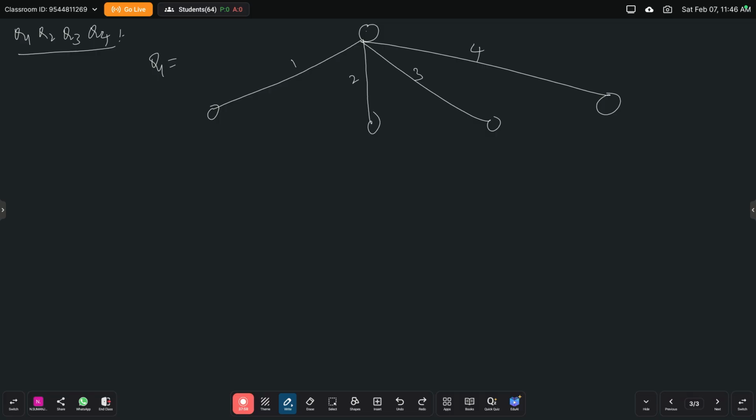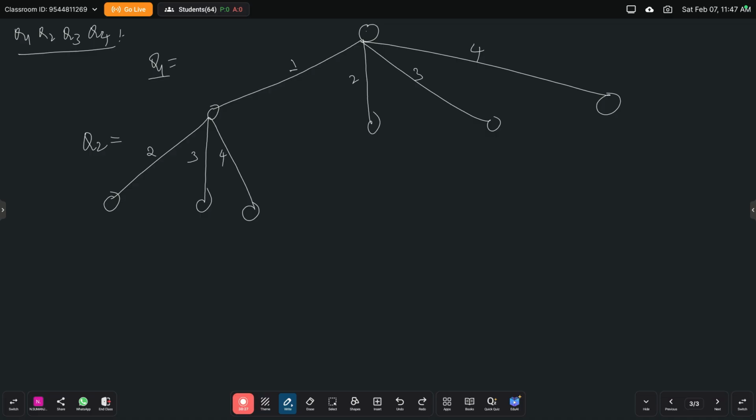Now what are the possible ways if queen 1 is placed at the first column? How many possible ways are there? Just 3 possible ways to place queen 2. So if the first queen is placed at the first column, the possible ways to place the second queen are column 2, column 3, and column 4.